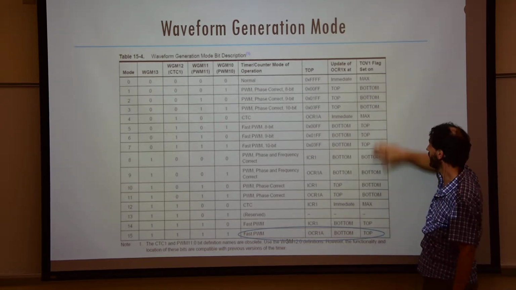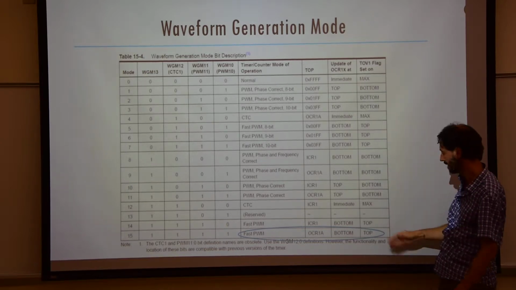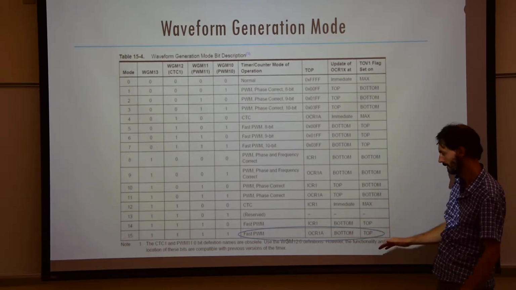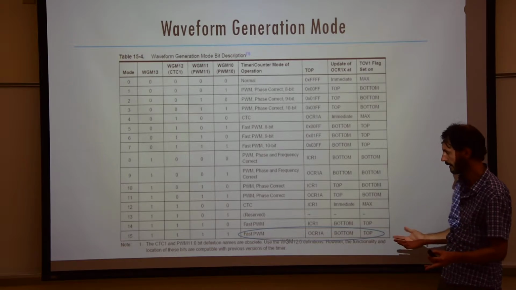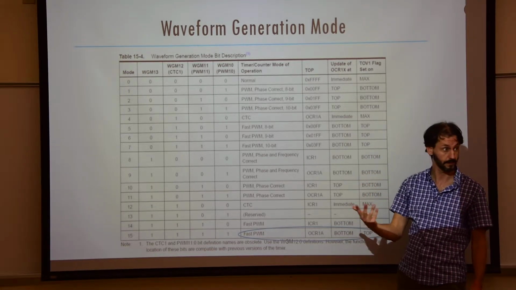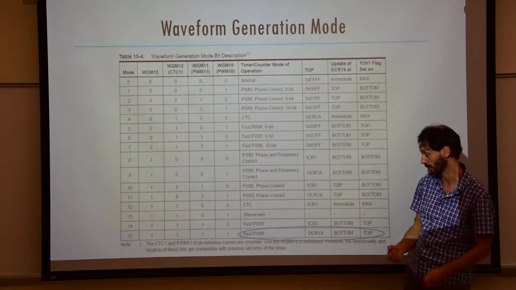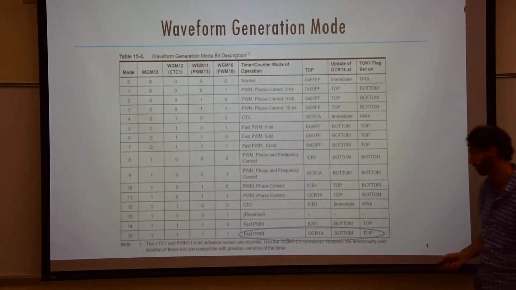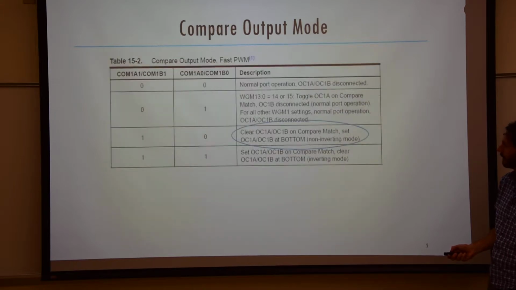Also, there's another column over here that indicates a certain flag that will be set on the top. But generally, and that's what we've been talking about, you can enable a bunch of interrupt service routines that can help you out with programming this PWM. So this is what we're going to have.